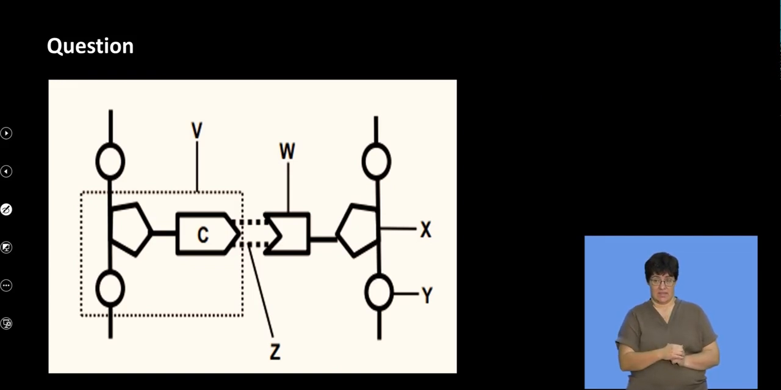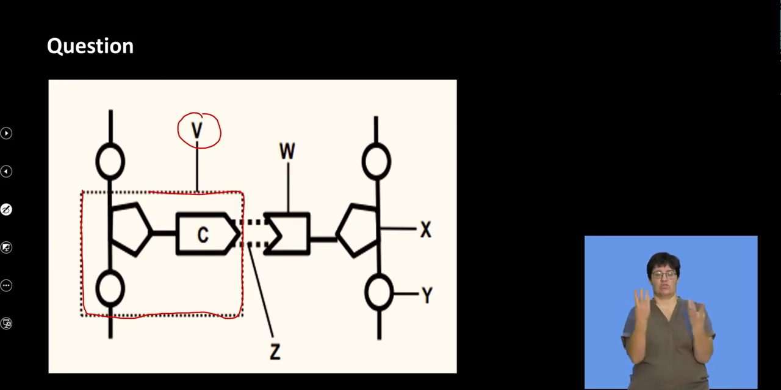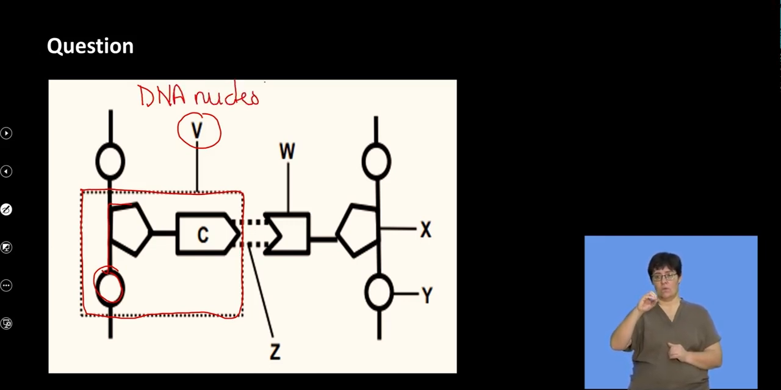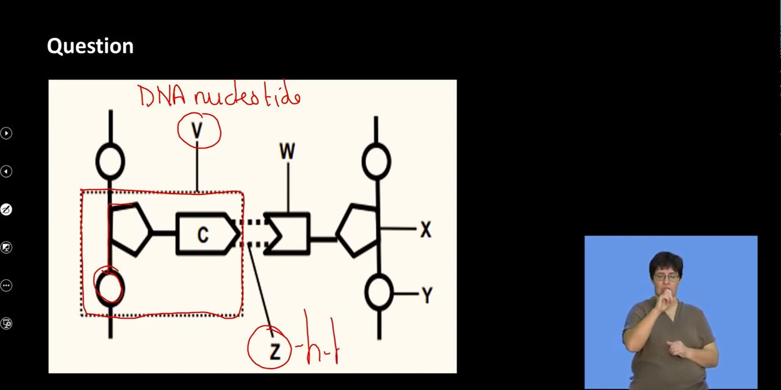So if we look at V, V collectively points to all of these 3 structures together. As I mentioned, these 3 structures are the 3 components that make up the building block of DNA. So V would be a DNA nucleotide. The next part that we need to identify is the bond Z. As I mentioned, these bonds, which are the hydrogen bonds, hold the base pairs together. So that's your hydrogen bond.